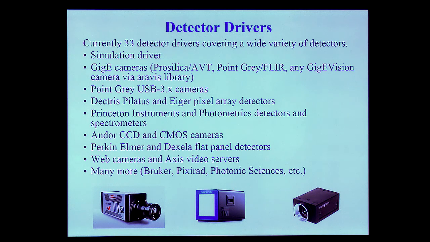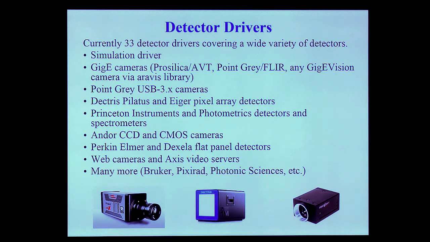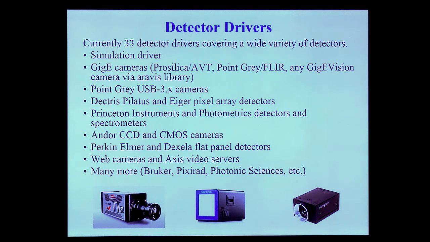So there are currently, I think, 33 detector drivers that cover a wide range of different kinds of detectors in Area Detector. These include a simulation driver, which I'll demonstrate later this morning, GigE cameras, which I know a lot of you are using, the Prosilica AVT, Point Grey / FLIR also makes them. And then, in fact, any GigE Vision camera on Linux can be used via something called the Aravis library, which is a reverse engineered version of the GigE Vision standard.